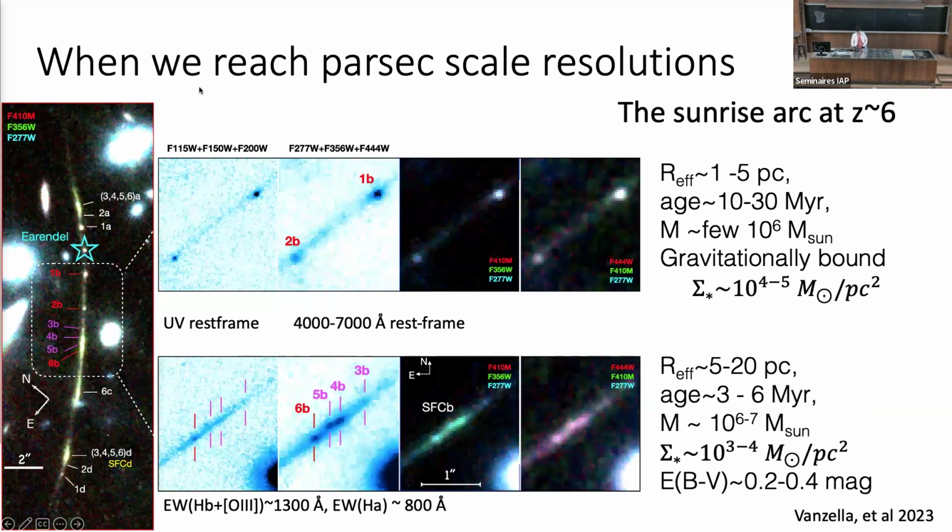Now in a few objects, we are able to stretch with lensing to parsec scale. For example, this is redshift 6, the Sunrise Arc. We find star clusters that are already evolved and show a Balmer break in their light, so we are sure that their ages are older than 10 to 30 million years. They are gravitationally bound because their sizes are a few parsecs. Look at the stellar density of this object in this galaxy at redshift 6. It's already a factor of 10 higher than globular clusters in the local universe.